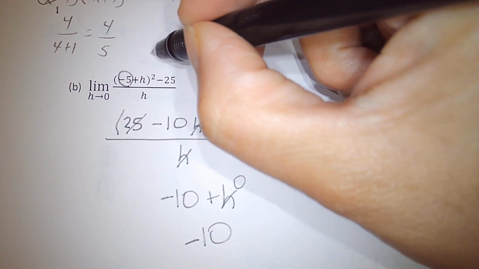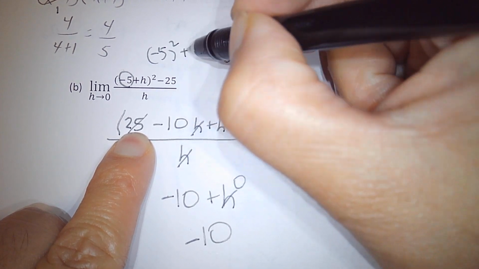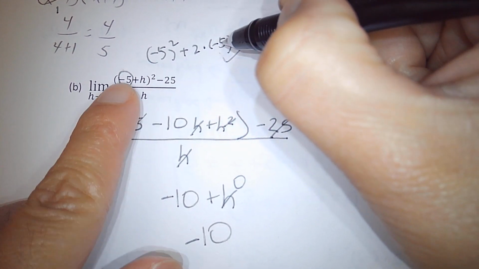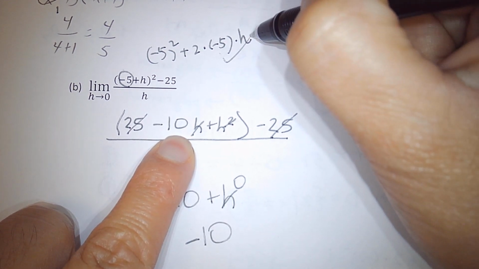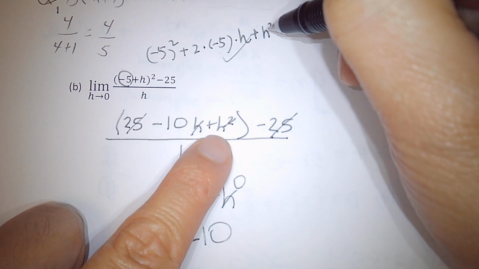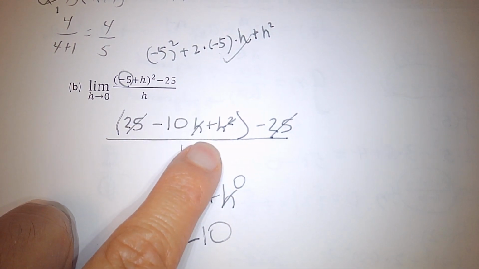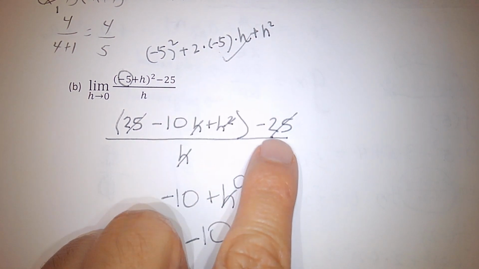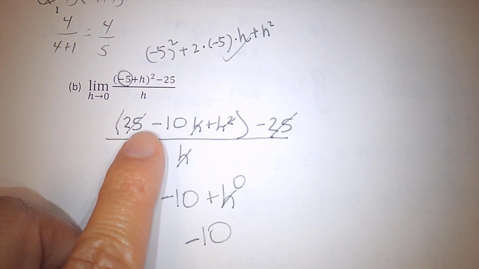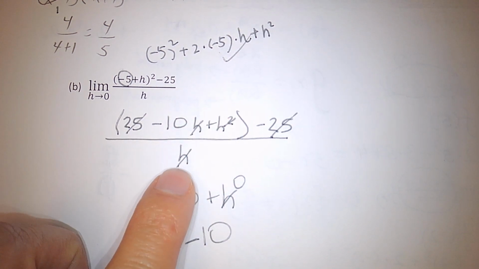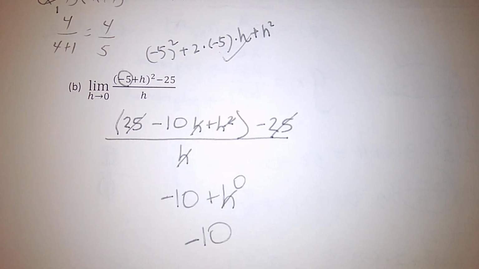Negative 5 squared is what? 25. And then plus 2 times negative 5 times h gives us what? Negative 10h. And then plus what? H squared. So this is how we get these three terms in this parenthesis, okay? And then minus 25, we copy that term, the negative 25, and then cancel out. Well, here, we have a negative 10h plus h squared over h, okay?